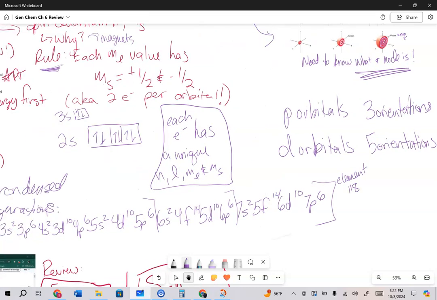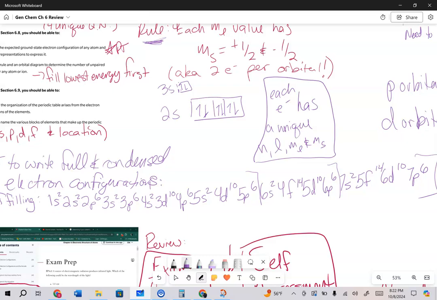Okay, and I'm drawing in the barriers between the noble gases. So at the end of these, remember that there's a noble gas that you can put. I'm going to ask you to reference a periodic table. I don't have one in front of me at this moment.